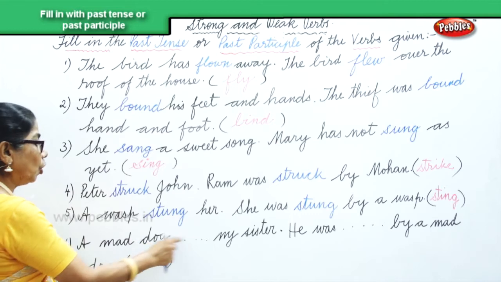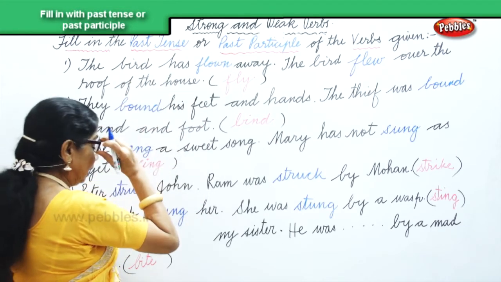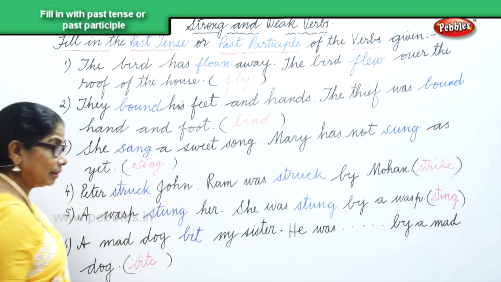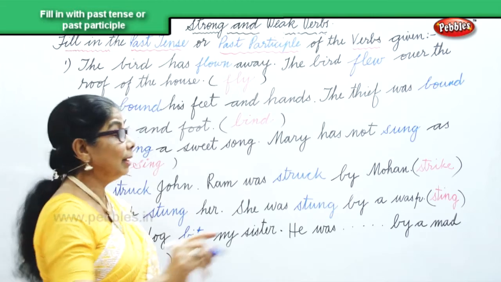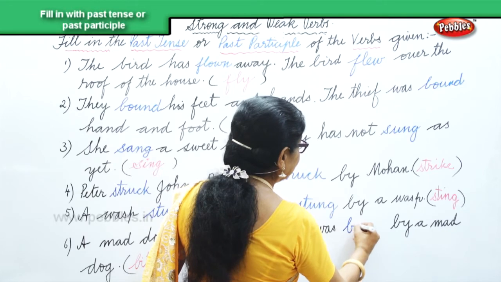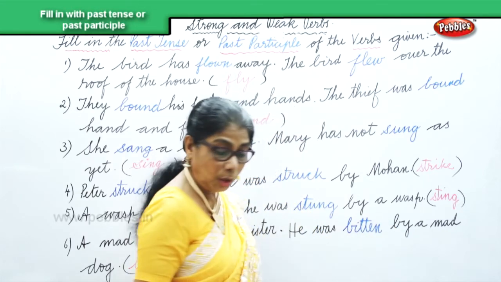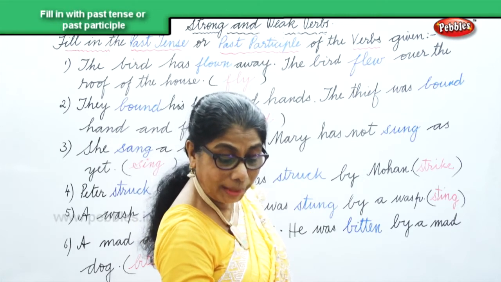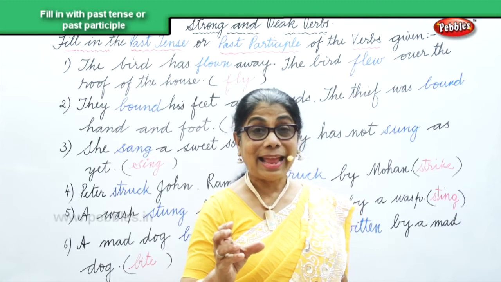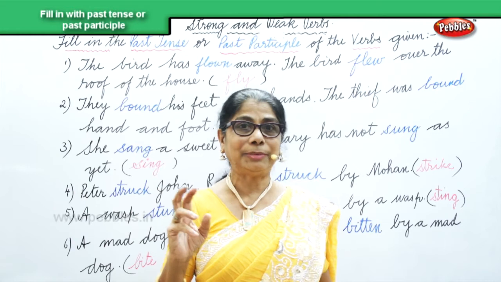A mad dog bit, that is the past tense. A mad dog bit my sister. He was bitten. That's the past participle. He was bitten by a mad dog. So you see now, we are given the present tense and we are filling in the sentence with the past tense and past participle.